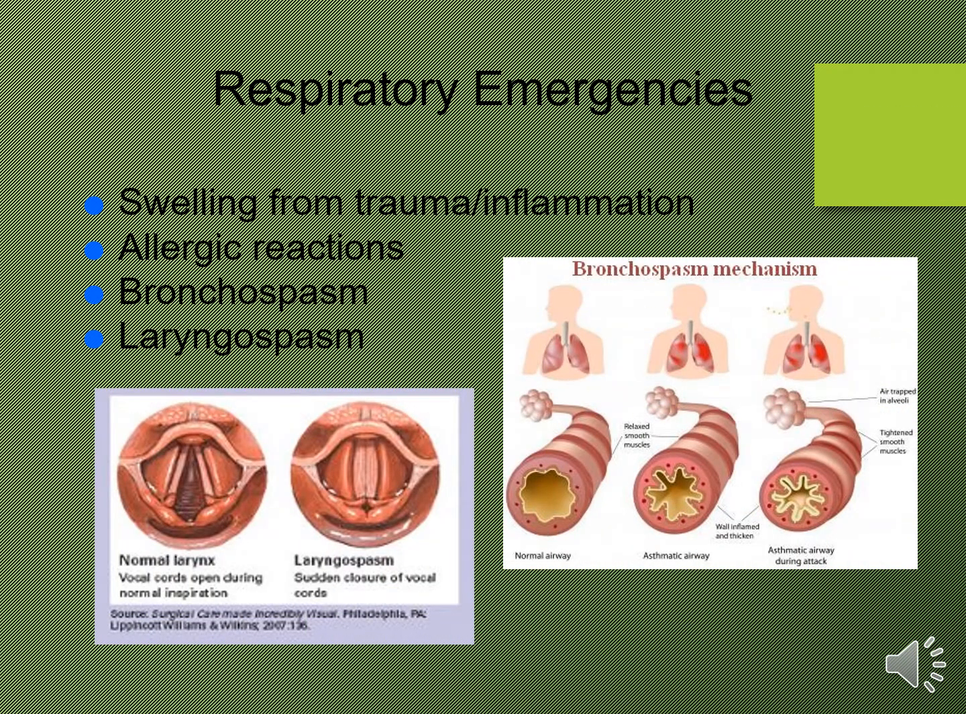Respiratory emergencies can happen for a number of reasons. They can be from swelling from trauma or inflammation caused by allergic reactions, also bronchospasm and laryngospasm. We'll talk more about the bronchospasm and laryngospasm, but I do want you guys to notice this picture here. The bottom left one is a laryngospasm. You can see on the left, the vocal cords are open, and this is just during normal air inspiration. And then during a laryngospasm, you get a sudden closure where everything just clamps down, and you can see how that would block the airway.